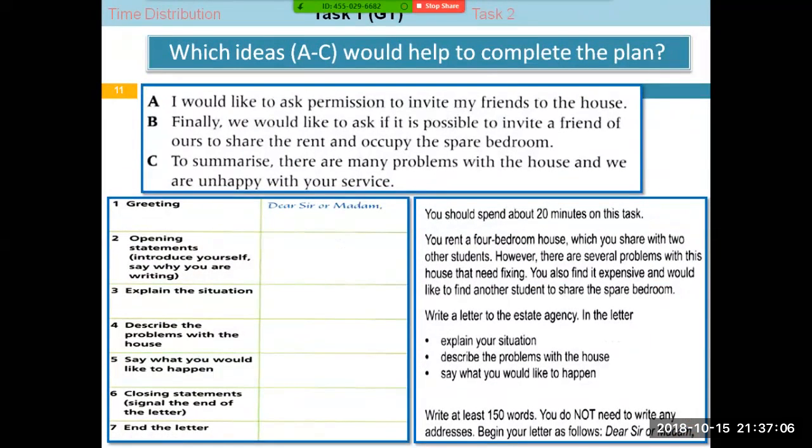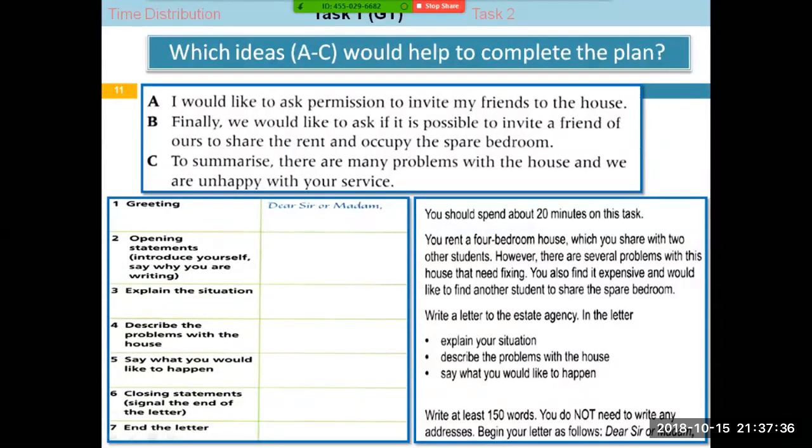Okay. I would like to ask a question. So basically, which statement do I have to choose from these options for? We have missed one point. You also find it expensive and would like to find another student, blah blah. So we have to write one more sentence to address this point, right?